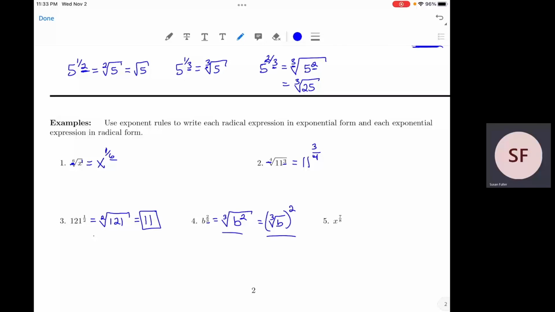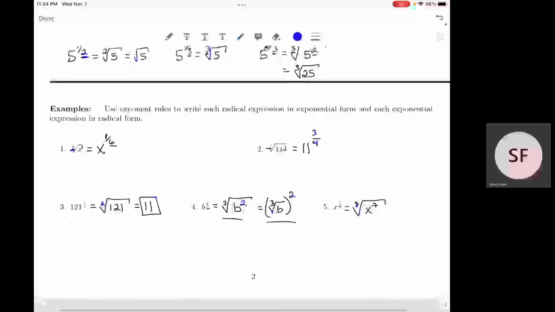Finally, x to the 7/8 power. Again, the number on the bottom, that 8, will create the index of the radical. This will be an 8th root. And the 7 is going to go into the radical as an exponent with the x. So this is the 8th root of x to the 7th.